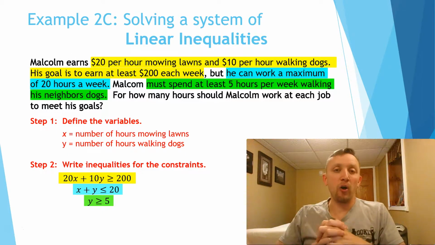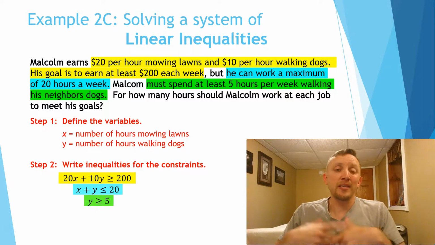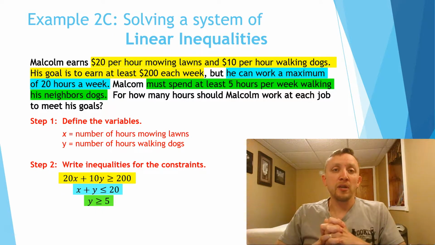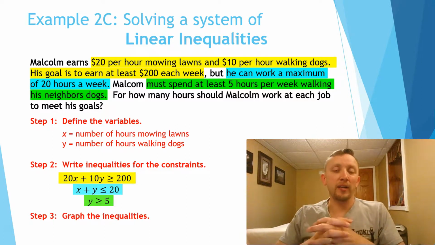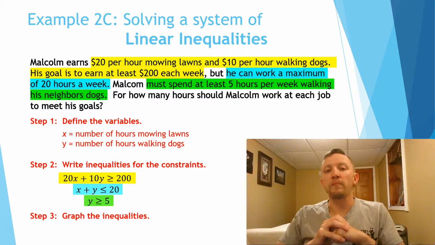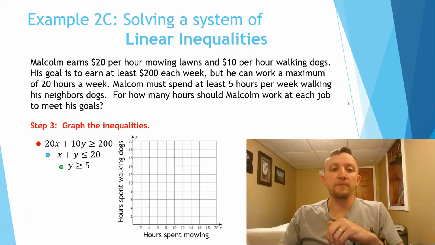Now it doesn't say anything about x. It doesn't say anything about how many hours he's got to work mowing lawns. So we just have to know that there's no such thing as a negative amount of hours. And so x has got to be greater than or equal to 0. Okay, so that's kind of like a common sense inequality. Well, let's go ahead and graph these.